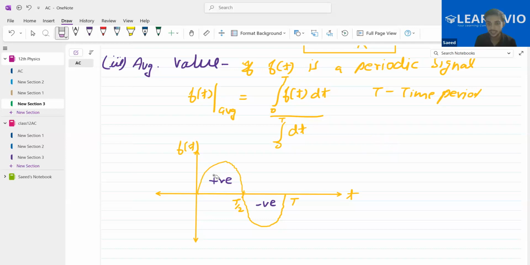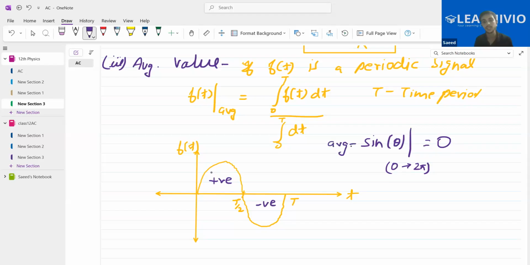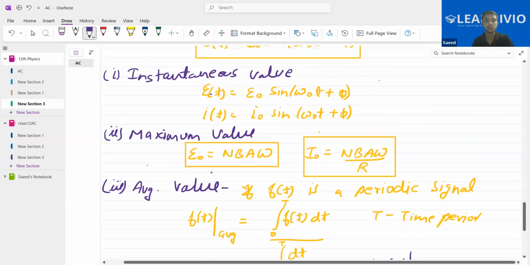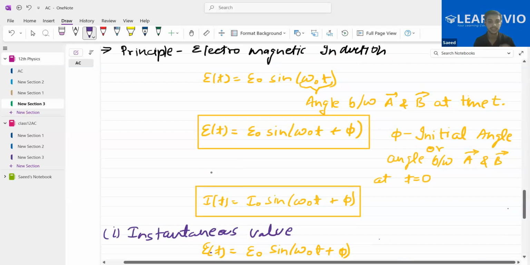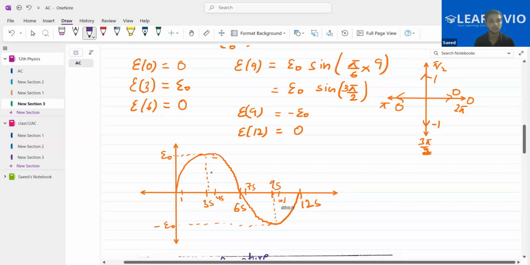Let's not write it like this. Let's write it for sine of theta, where theta varies from 0 to 2 pi. Understood? The average will be 0. So the average of sine theta will be 0. So the average value of our signal will be 0 for the complete one rotation. If this is our signal, the average value will be 0.